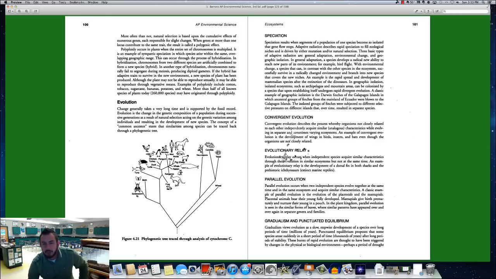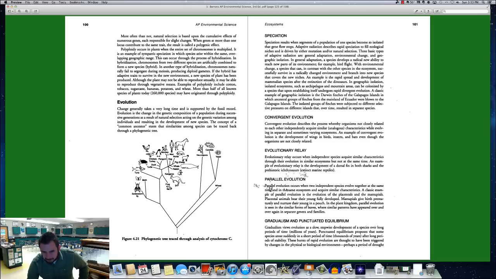Evolutionary relay occurs when independent species acquire similar characteristics through their evolution in similar ecosystems, but not at the same time. An example of this would be a dorsal fin in both sharks and prehistoric dinosaurs or marine reptiles, but obviously they didn't occur at the same time. They were worlds apart. Well, I should say eons apart.